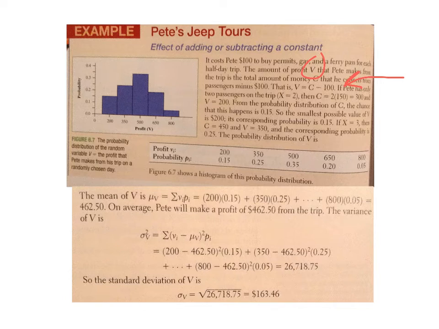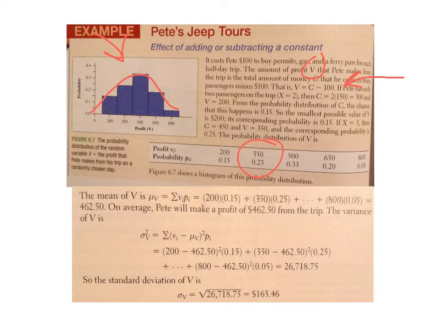Again, if we said, for instance, that Pete had 3 passengers, C is equal to 450 and V is equal to 350. Using our probability distributions from before, the likelihood of him having 3 passengers is the same as the probability that he is going to make a profit of $350, and so that probability is 0.25. Over here, we've got our histogram of this distribution. You'll notice again that the shape is basically the same and the spread is the same, yet our mean and location has shifted a little bit.